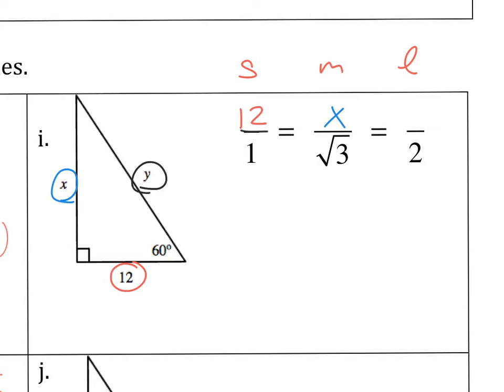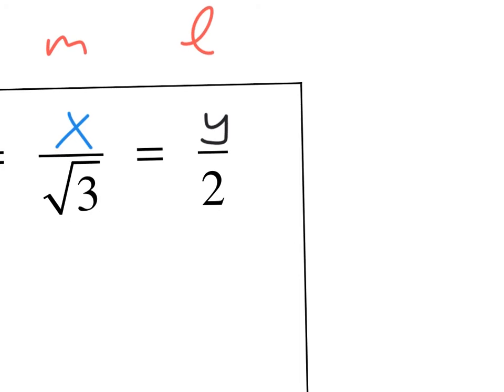And the large is y. Now at this stage, all you have to do is cross multiply whichever. So notice here, here's one proportion, but what's wrong with this proportion? It has two variables, so I can't really solve that one very well.